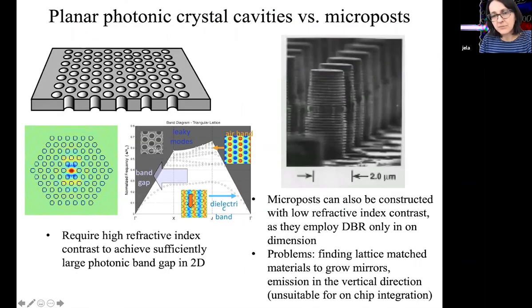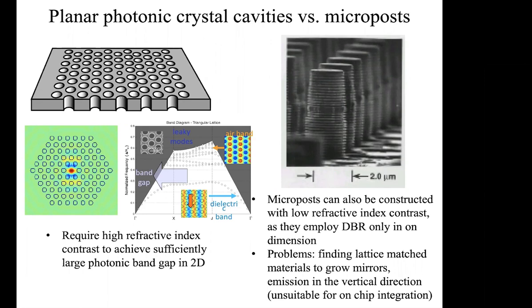Okay, I think it's time to wrap up. Next time at the beginning, we'll just quickly mention nanobeam cavities, which are one-dimensional planar photonic crystal cavities, and then talk about various numerical design methods. Yeah, Yishu, you had a question?